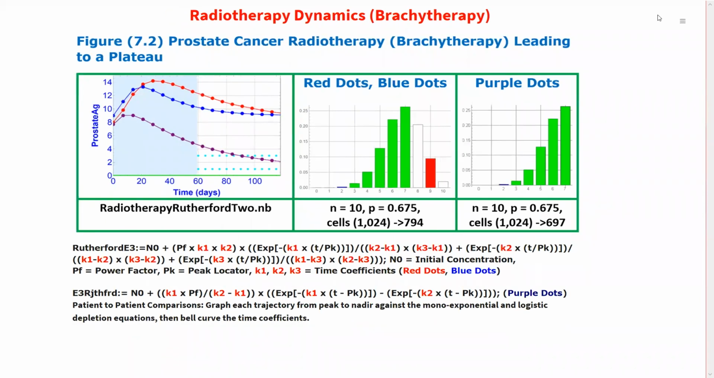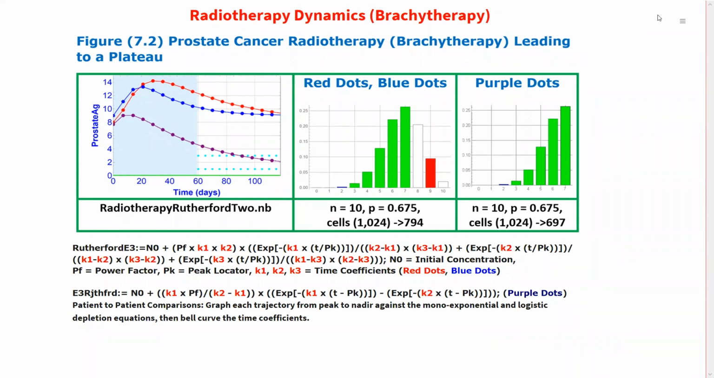So I tried to set up Rutherford's graph, and what I found is he had 3 time coefficients, and I couldn't get the curve to drop down. So I simplified his equation with 2 time coefficients, and that's Mr. Purple Dots. He's good to go. You can see it went below the threshold values. So clinicians say cutoff points.